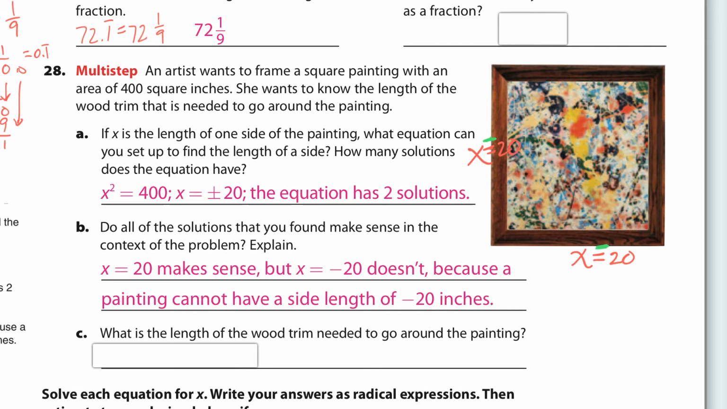What's the length of the wood trim needed to go around the painting? So the length of the wood trim to go around the painting would be 20, 40, 60, 80. So that should be 80 inches.